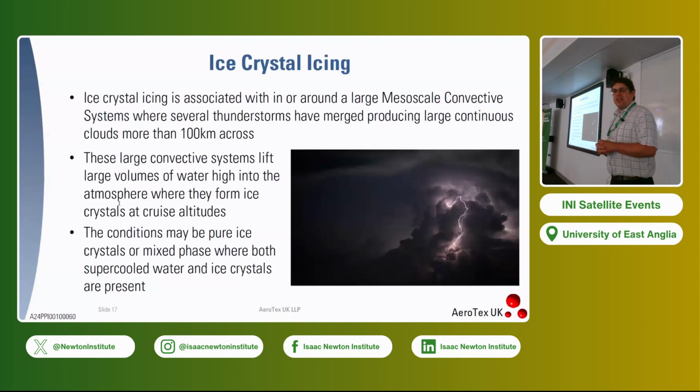So ice crystal icing is another area completely. This is where you've got these large mesoscale convective systems, basically lots of thunderstorms coming together, and we talk huge thunderstorms that can be 100 kilometres across. This is mainly in the tropics, and what these do is lift huge volumes of water very high into the atmosphere where they form ice crystals. These might be pure ice crystals or a mixture of ice and water, but generally they occur at around 33,000 feet or above.